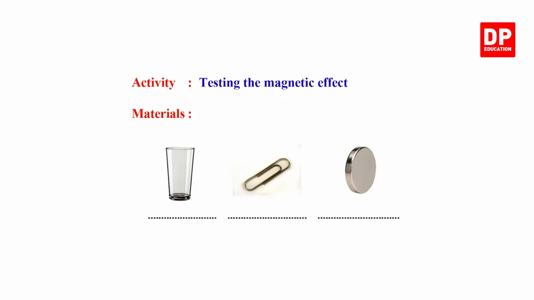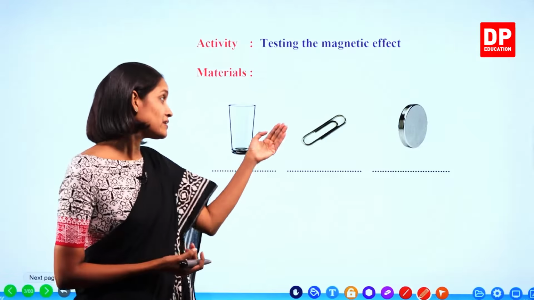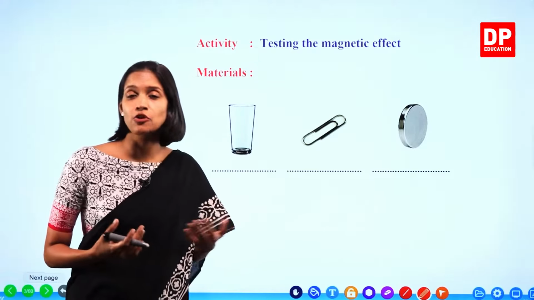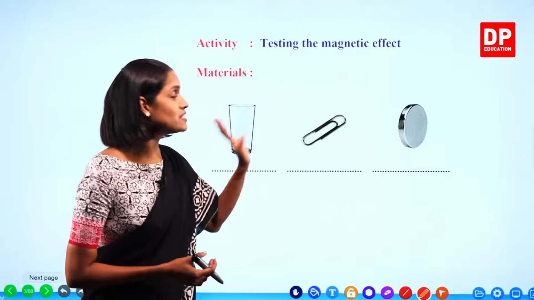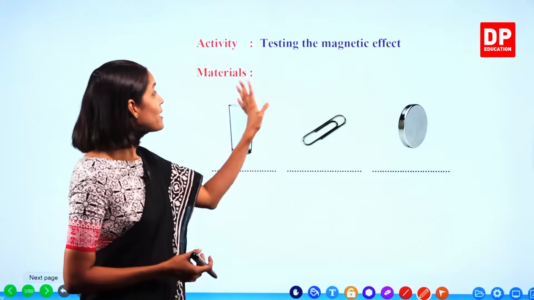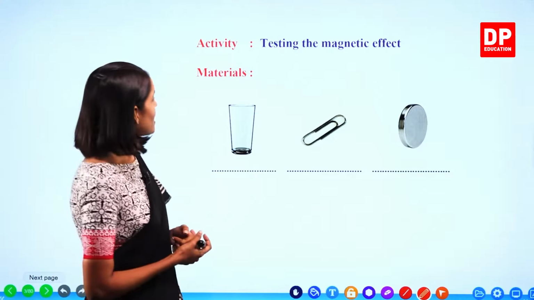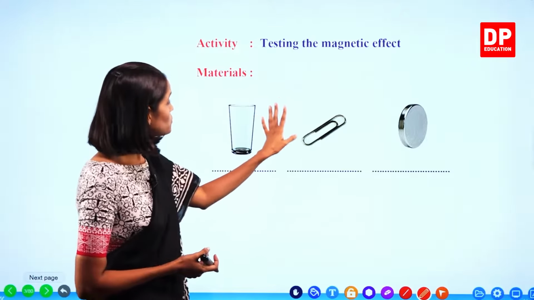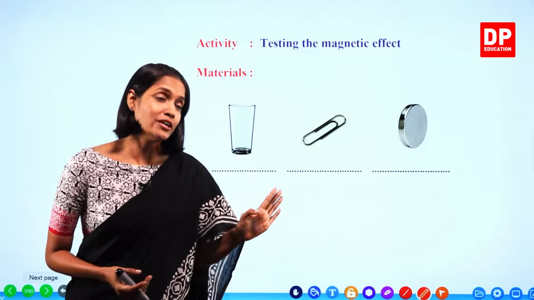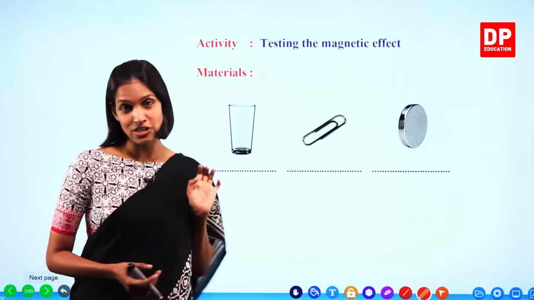So first of all, we have to test the magnetic effect. Now I told you that magnets have different effects on other objects. So under this activity, we are going to learn about that magnetic effect. So what do we have to do here? What are the things we need to do this activity? Remember, you all can do this activity at home.